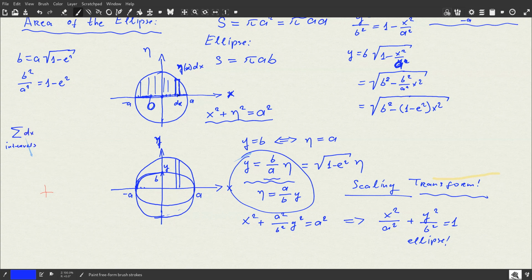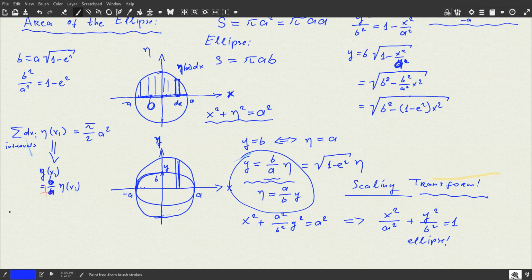dx, which is the base of each interval, let's say dxi, times eta of xi, and that was equal to the original area of, well, not of a circle, but of the upper semicircle. So that was pi over 2 a squared. But now everything else is the same, but instead of eta of xi of this strip, we consider y of xi, which is, sorry, other way around, for y it is b over a times eta of xi.